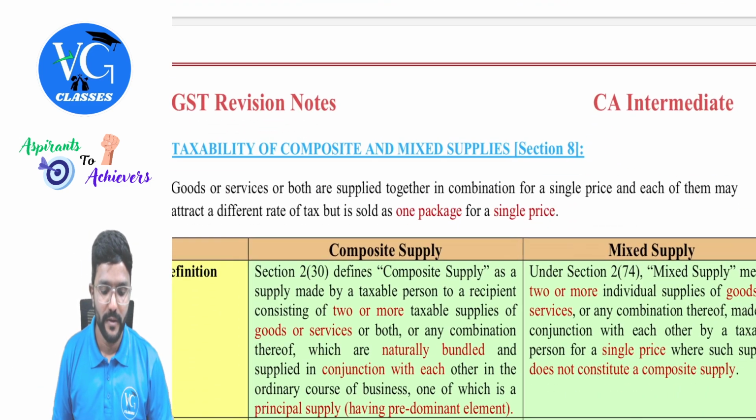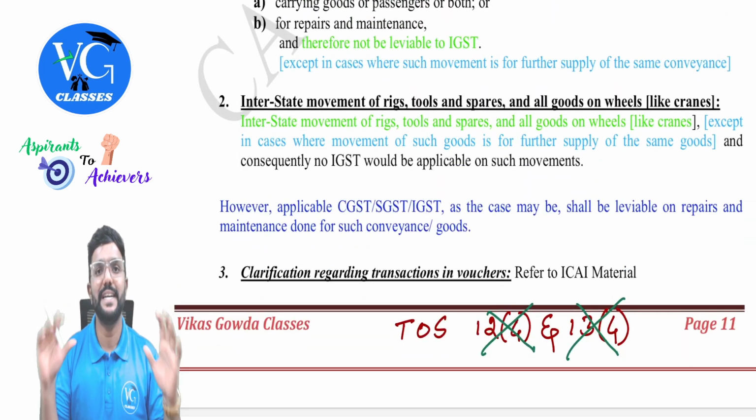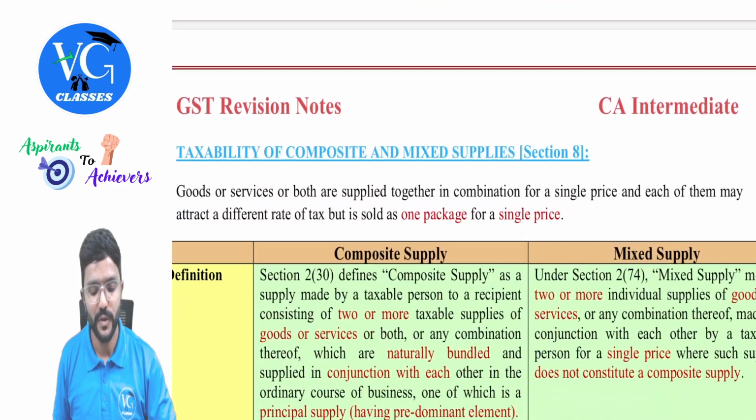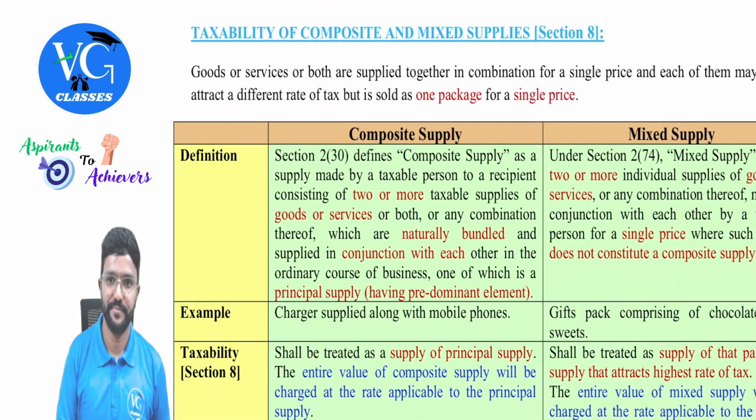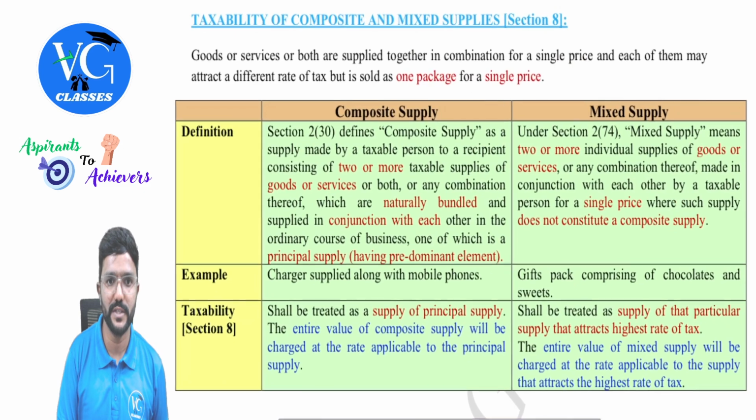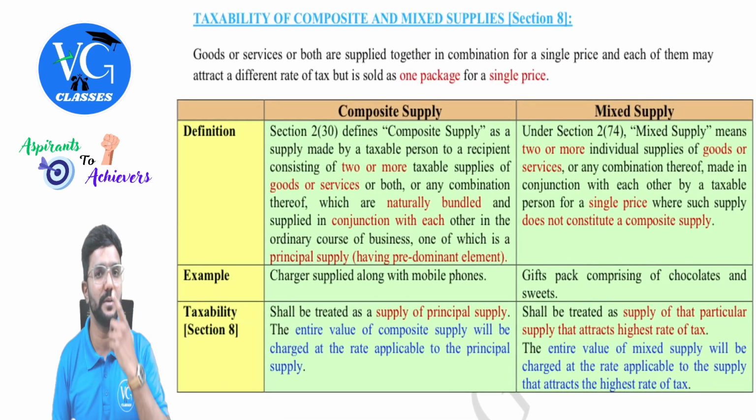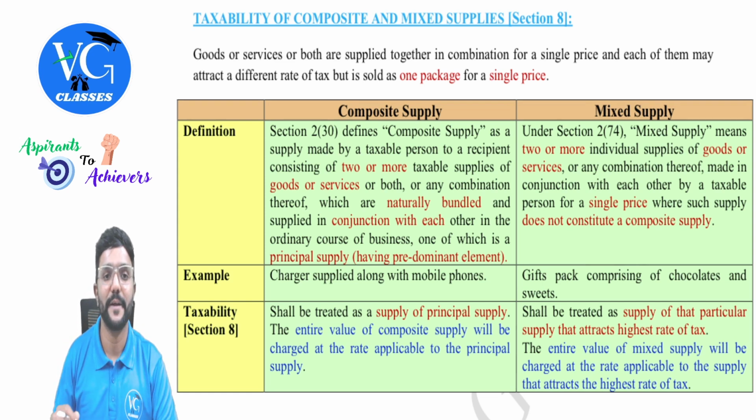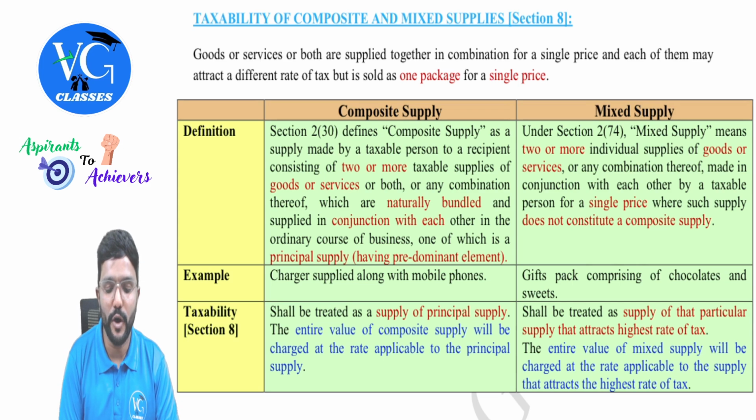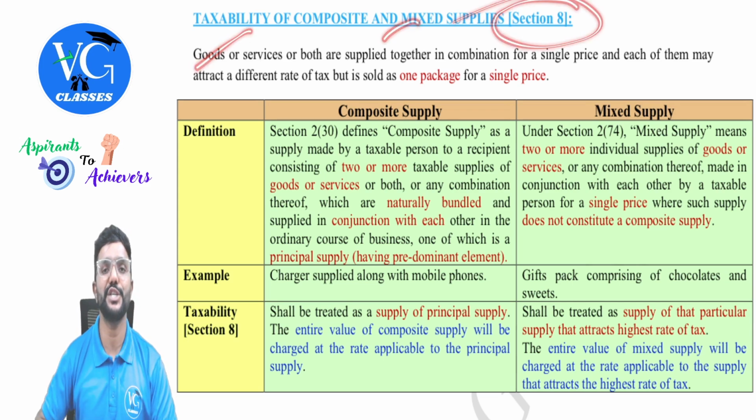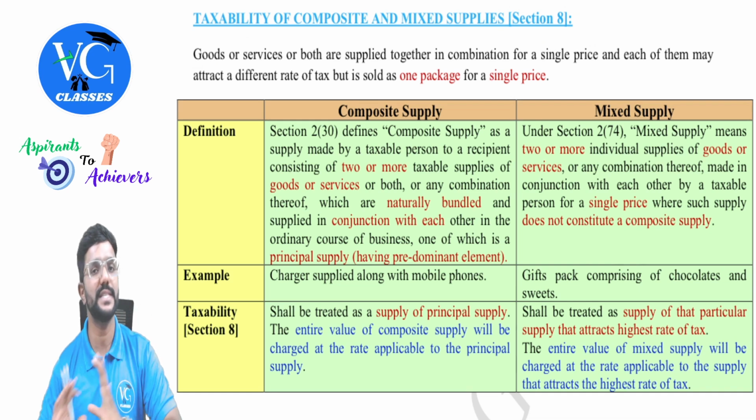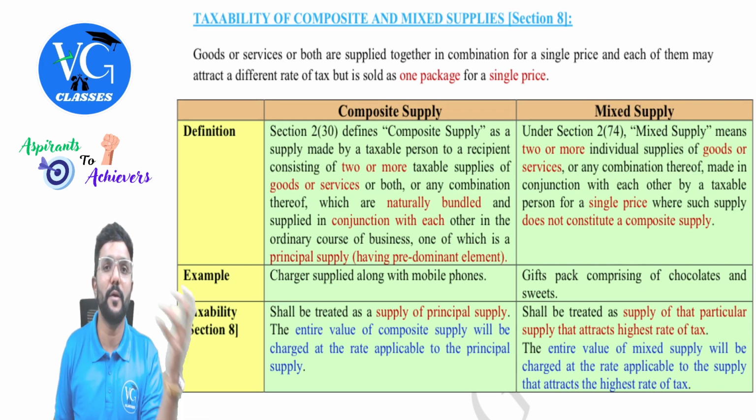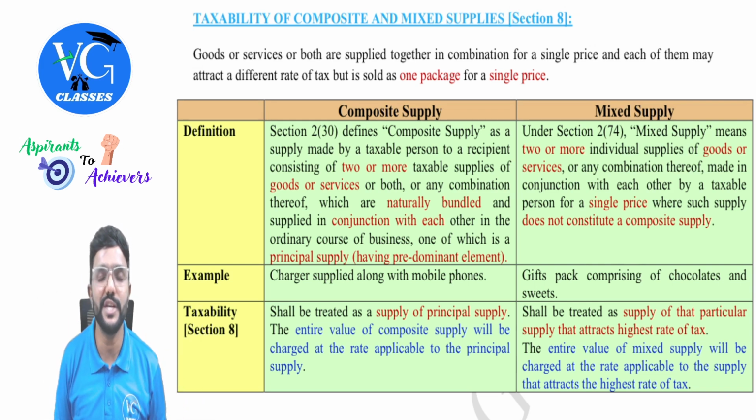Fine, guys. So we are completely done with section 7 with all the schedules. Now we will move to section 8. I have given a good number of questions on each and every case in my question bank, so please make time and go through it. Composite and mixed supply are dealt with in section 8. What is composite and what is mixed is not given in section 8, but what is the tax rate applicable on composite supply or mixed supply is given in section 8.